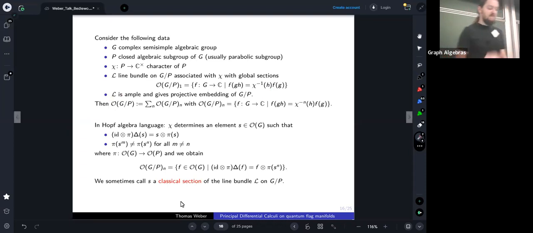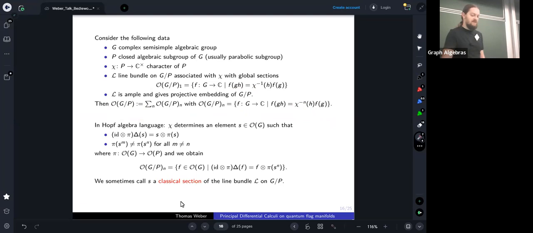Then we would also like to have that L is ample and gives a projective embedding of G/P. In this case, we define the coordinate ring as this sum, that will turn out to be a direct sum, with the n-th parts in this way. So here it's the same as we have seen here, just that we have the n-th negative power of the character. Sorry, in the classical version of the previous example, this projective embedding would be the identity.